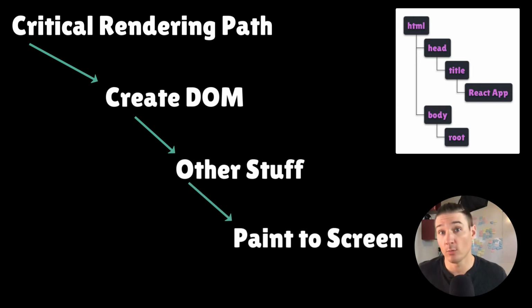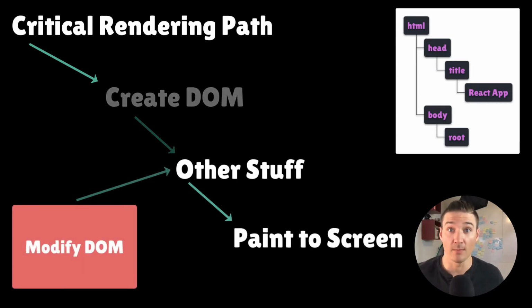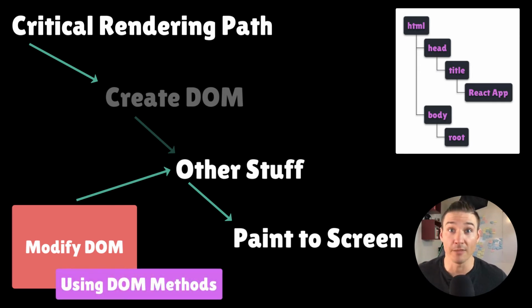To make a dynamic web page, you need to be able to modify this DOM and then go through the critical rendering path again to reflect the changes on the screen. In order to do this, we have what we call DOM methods. DOM methods give you programmatic access to this tree. So using DOM methods, you can change the structure, the nodes, the styles, anything inside the DOM.